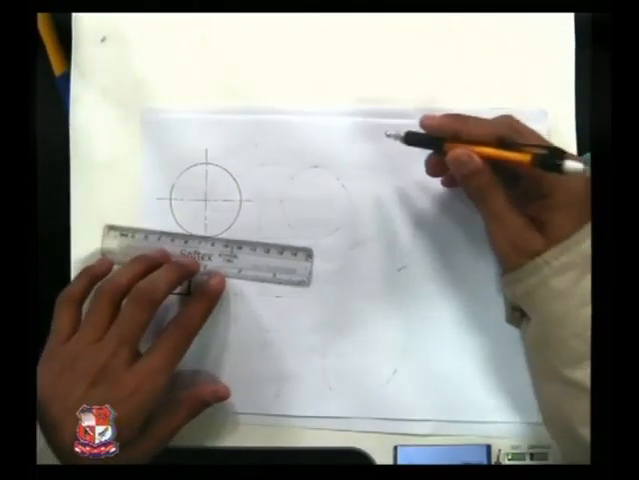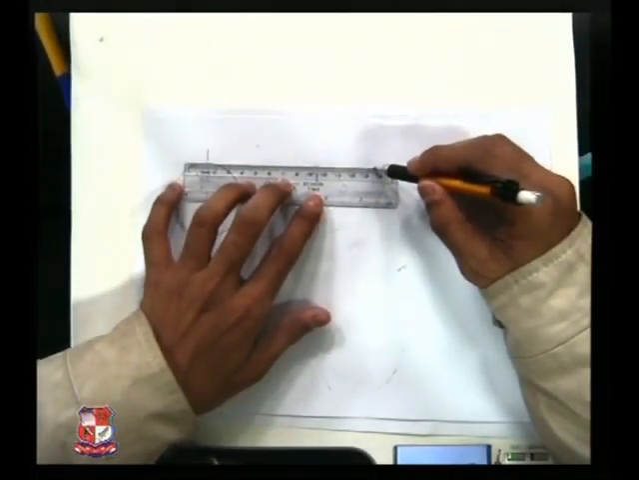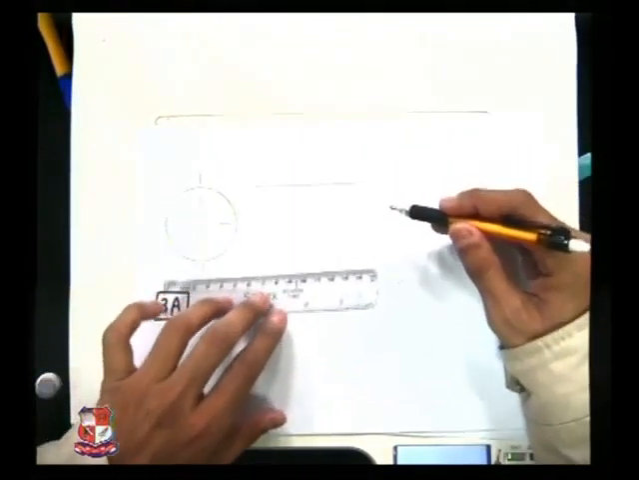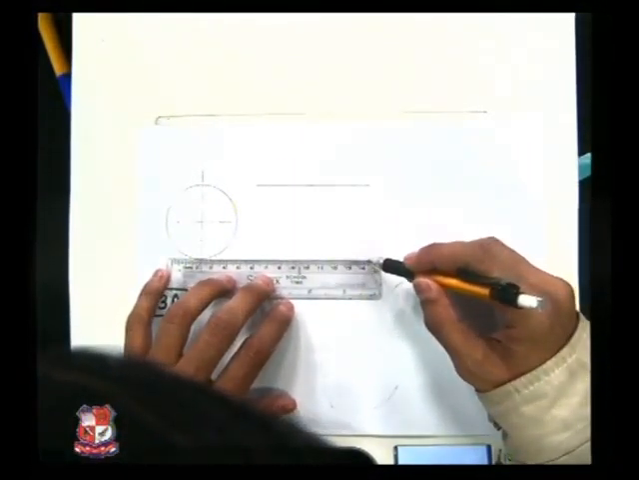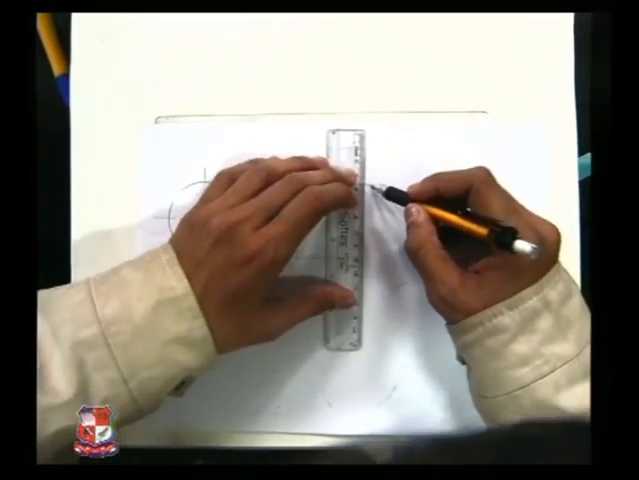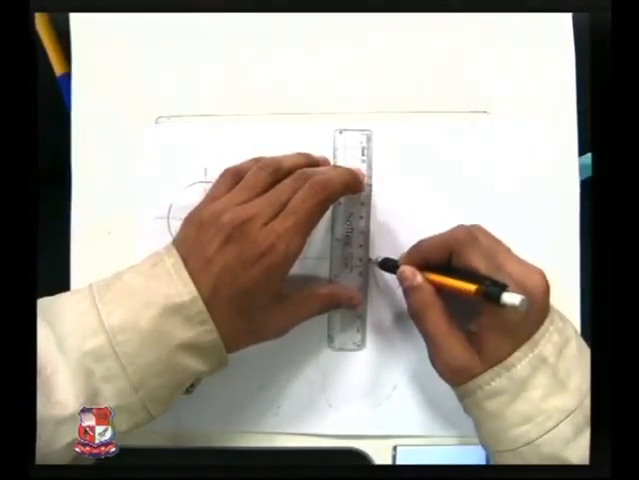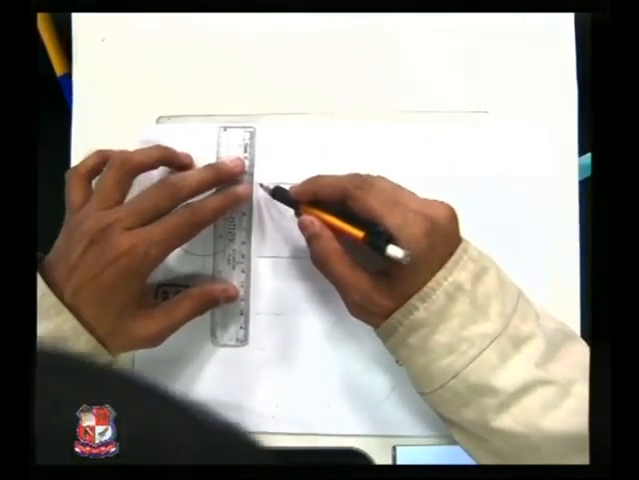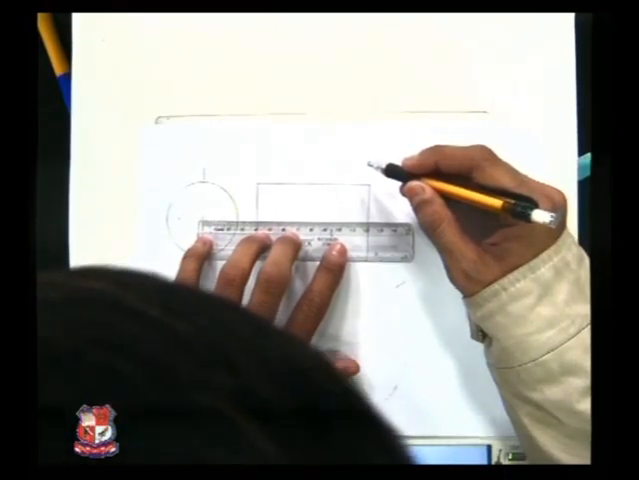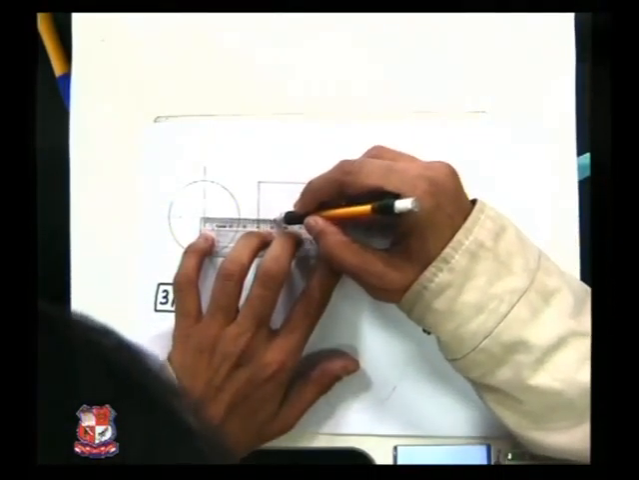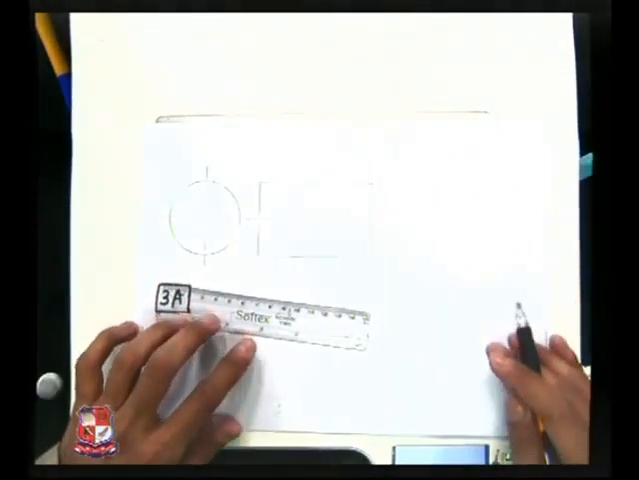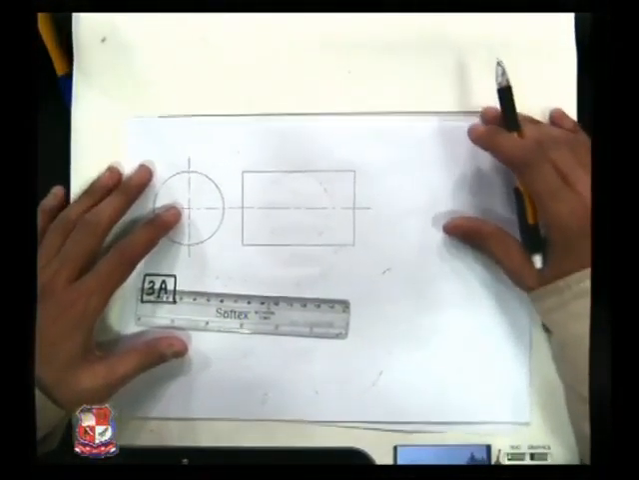So to draw its front view, we can take projection from side view like this, from here also, and from here also we can draw its front view. The length of the cylinder is given as 80 millimeter. So draw a rectangle having width equal to 80 millimeter and height equal to the diameter of the cylinder, that is 50 millimeter. So this is the front view of given cylinder.